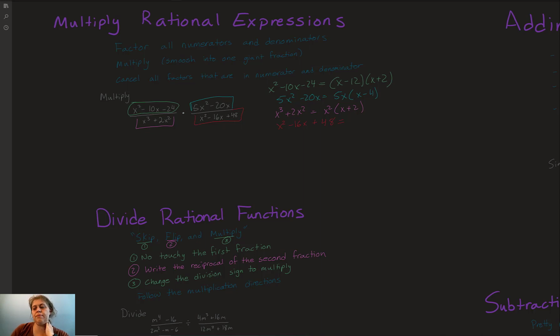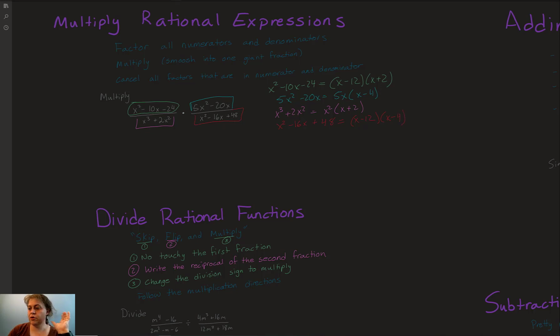Multiplies to 48, but adds to -16. It's not 8 and 6. Is it? Oh, 12 and 4? Yes. So that would give me x minus 12, x minus 4.